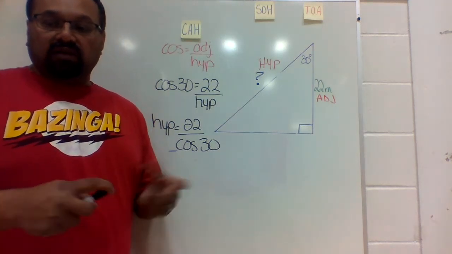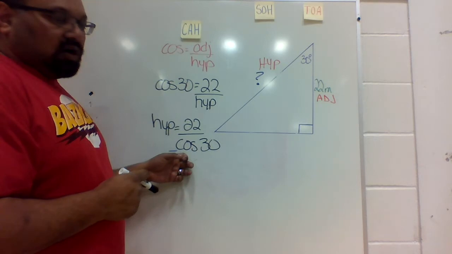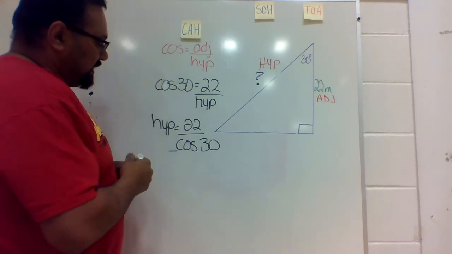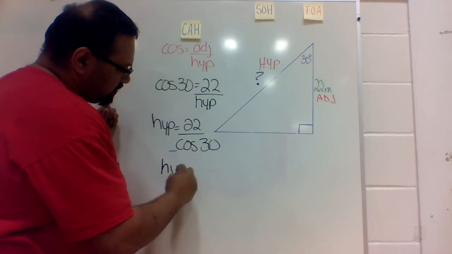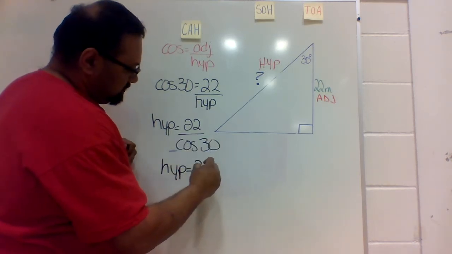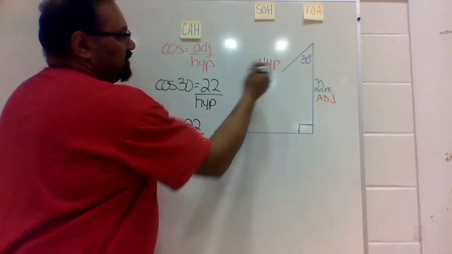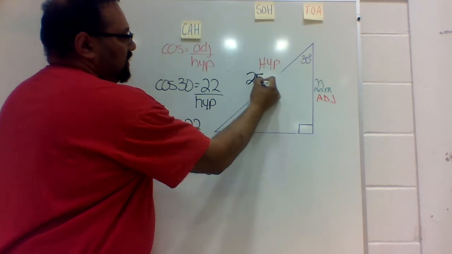We go to our calculator. Punching in cos of 30 is going to give you a decimal number, but after punching it in, you're going to come to the result that the hypotenuse is 25. Well, that's easy. We can get rid of this question mark now. We know that this is 25.